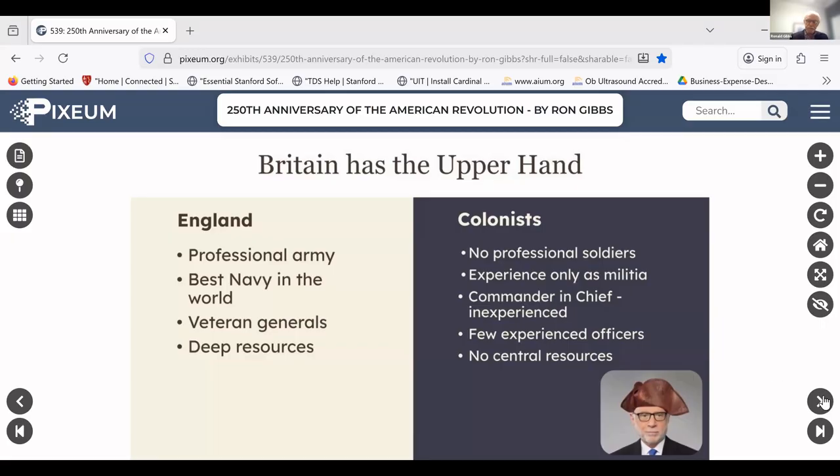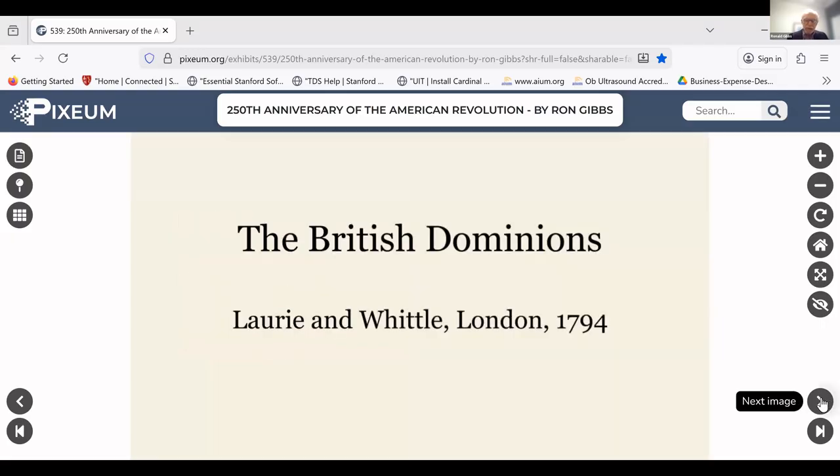I promised you 10 maps, and the first of these is of the British dominions. This is the Laurie and Whittle map, published 10 years after the American Revolution, but I chose it because it accurately shows the theater of the war.